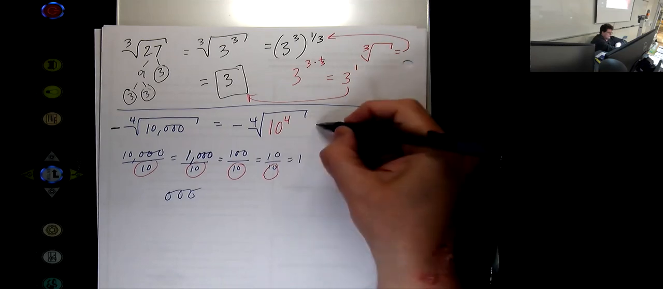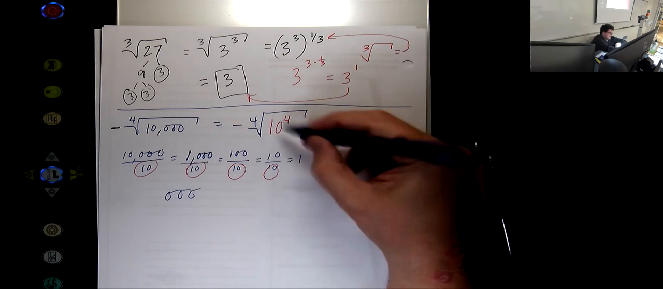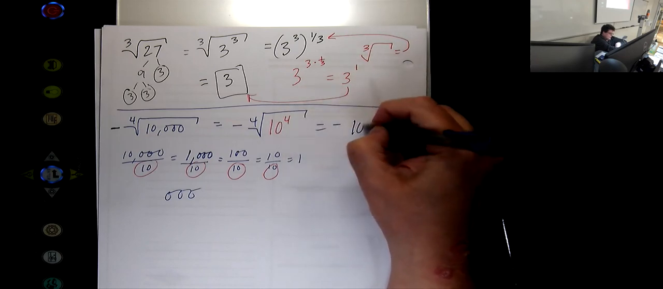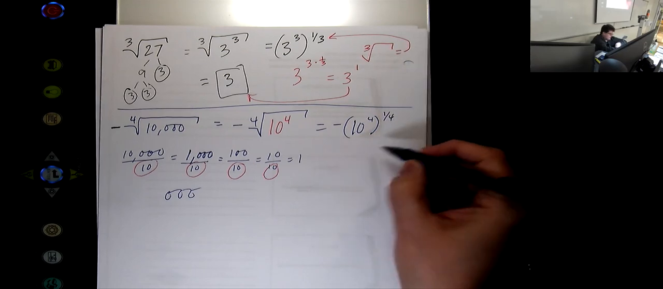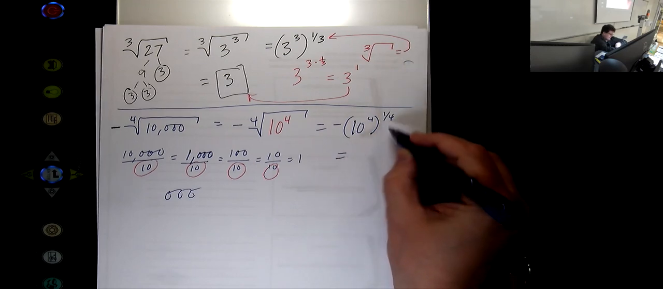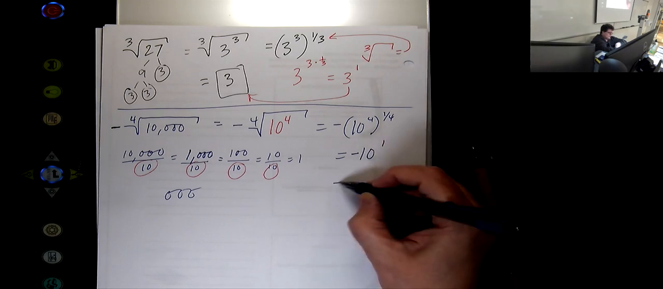So we got negative, and I can do that 4th root outside. We can see they cancel. Or you can write this as 10 to the 4th power times 1/4. And the 4 and the 1/4 cancel. I've got negative 10 to the 1st power, which is just negative 10.